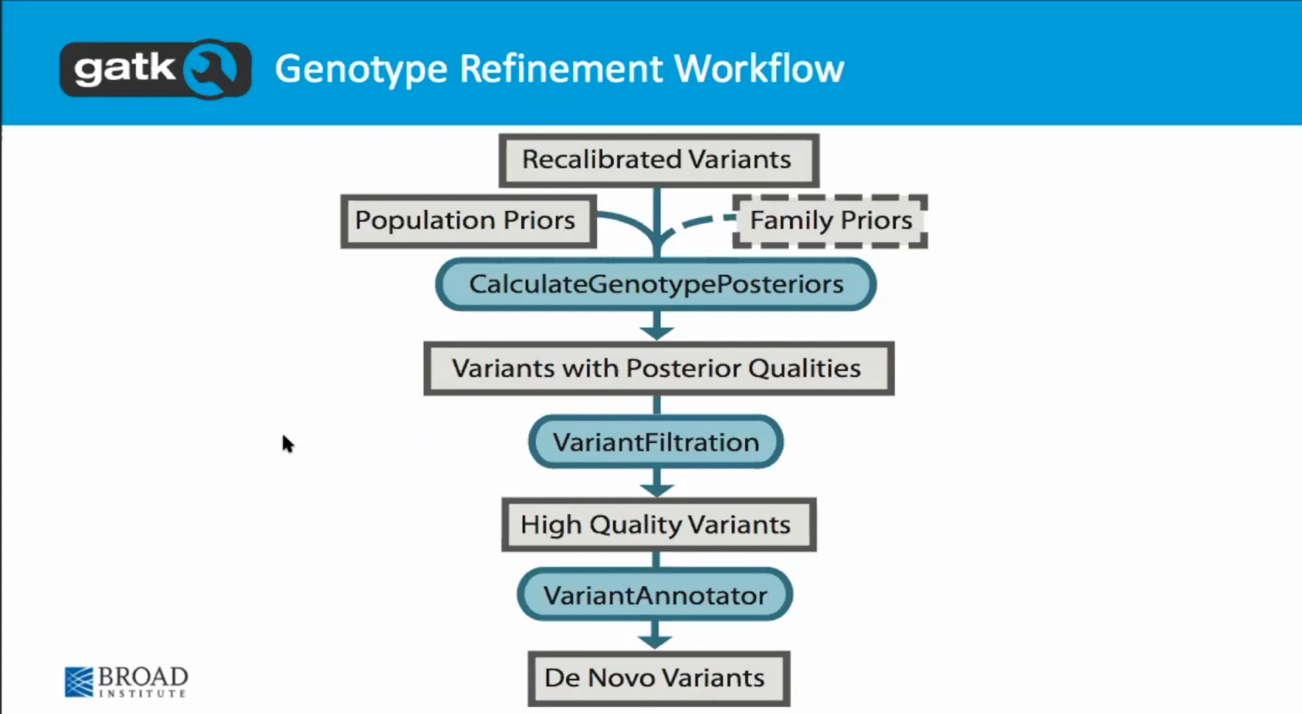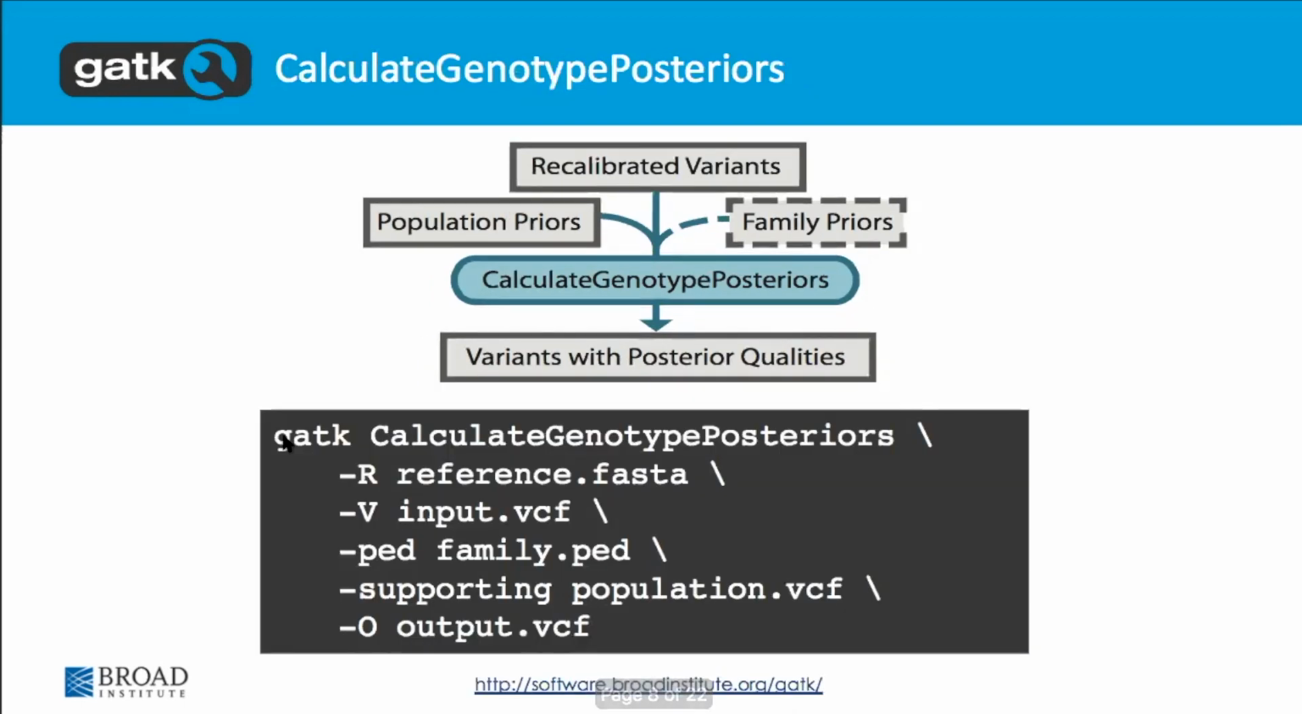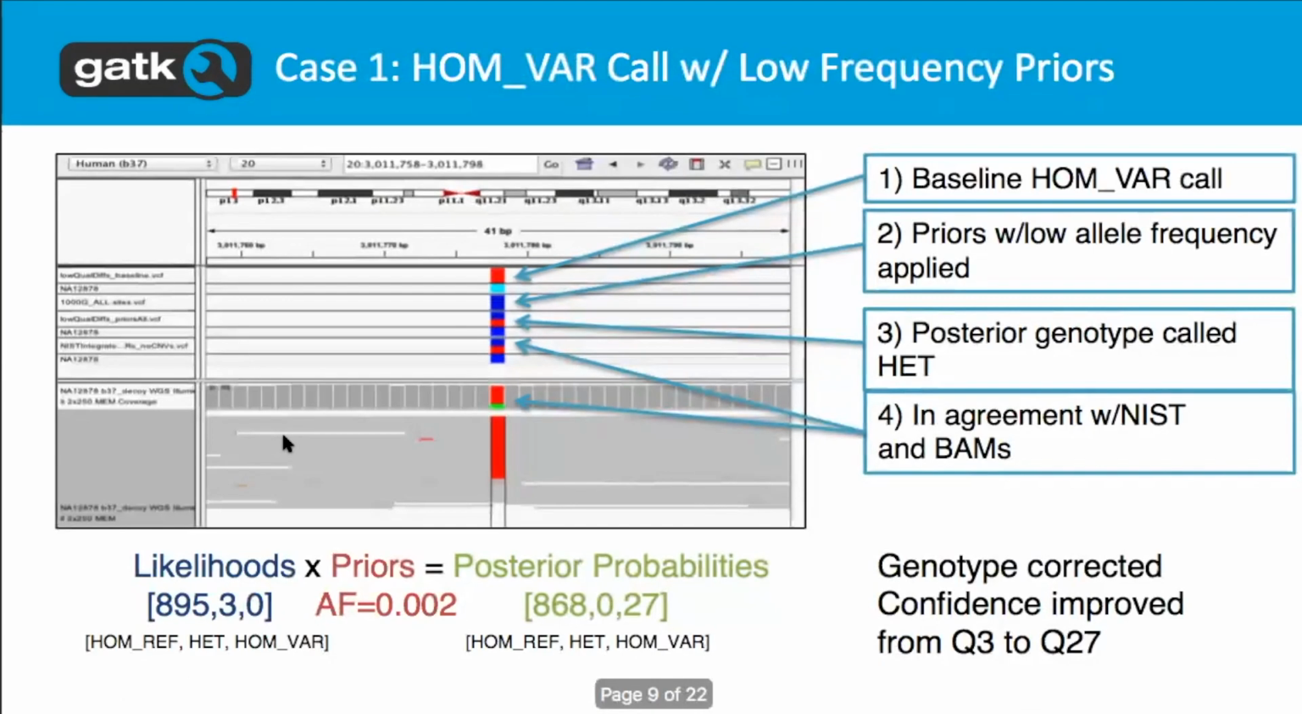Anyway, so that tool is going to give us posterior qualities updated in our variant calls, in the genotype calls specifically. And after that, we'll have some variant filtration and annotation steps that I'll go over at that time. The really interesting part is calculating the genotype posteriors. And that's the command line: you feed it the pedigree if you have it, you feed it the population supporting alleles if you have it.